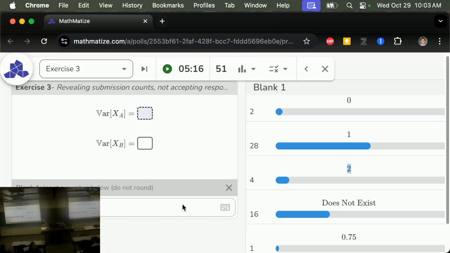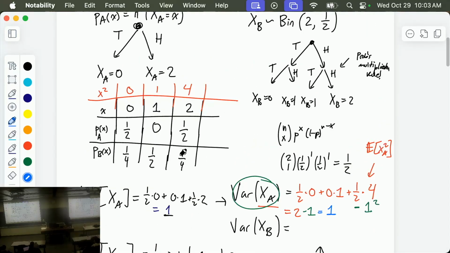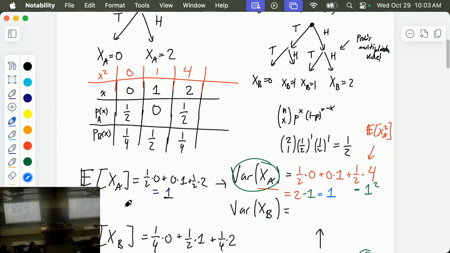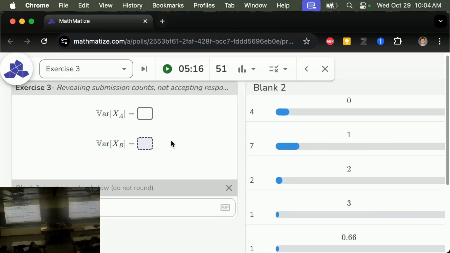Okay, what about the variance for Bob? And remember, we worked out, right? We had Alice and Bob. They're betting on the same kind of coin flips, and Alice bet all her money on 1 flip. Bob spread out the bets on 2 flips. The averages were the same. What about the variances? Are the variances the same? Well, let's see what you guys calculated.